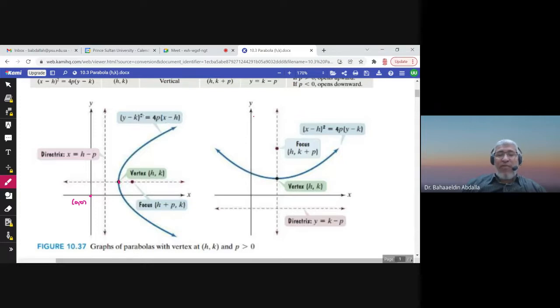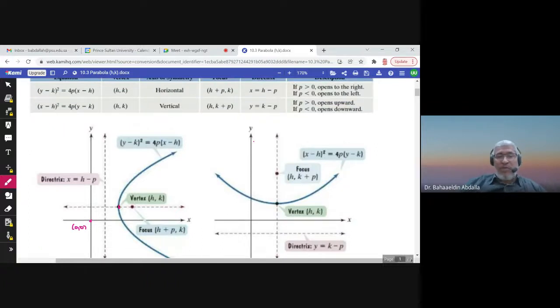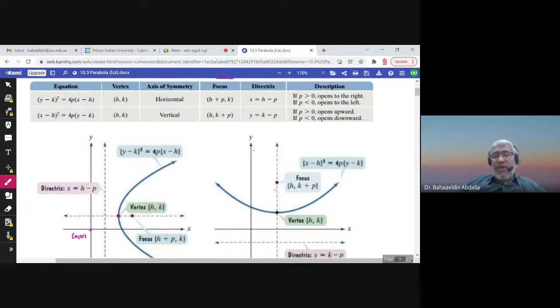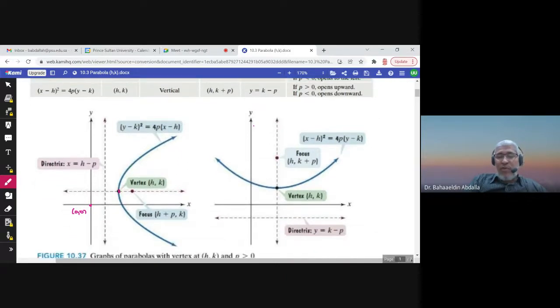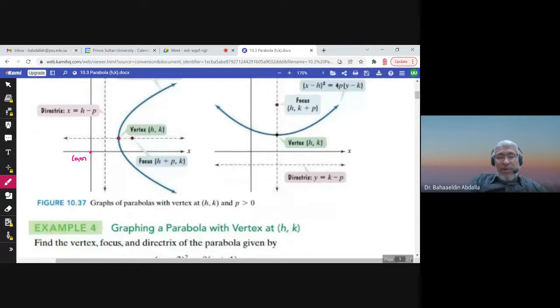So again, when we have (y minus k) squared, the graph opens right or left. If p is positive, it opens right. If p is negative, it opens left. And if the equation has (x minus h) squared, notice that it's always h with x, and always k with y, so the graph will open up or down. Up if p is positive, down if p is negative. So this is what would happen when we translate the parabola.